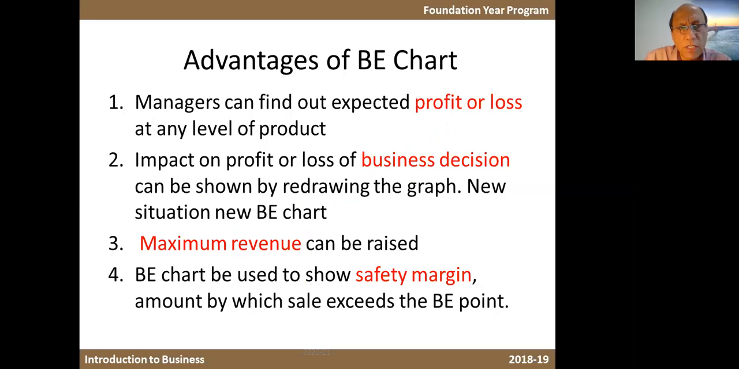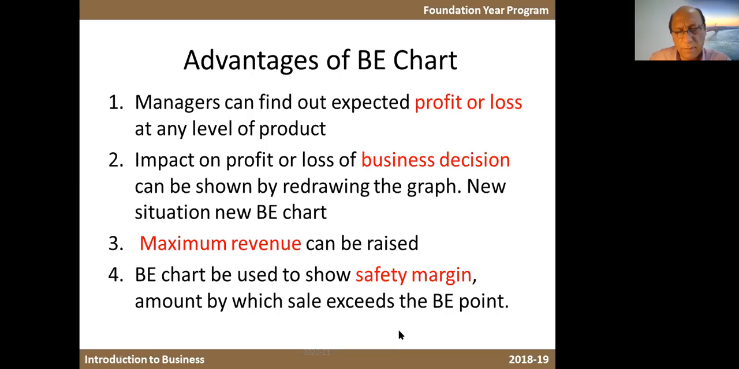Advantages of the break-even chart. A manager can find out expected profit or loss at any level of product. So at any time, they can know what the profit is. And the impact on profit and loss of a business decision can be shown by redrawing the graph. So if a cost is reduced, you can redraw this chart and you can know where the break-even point is.